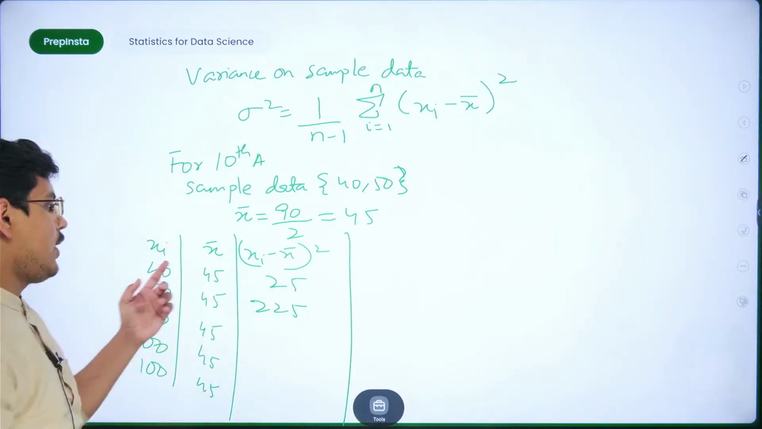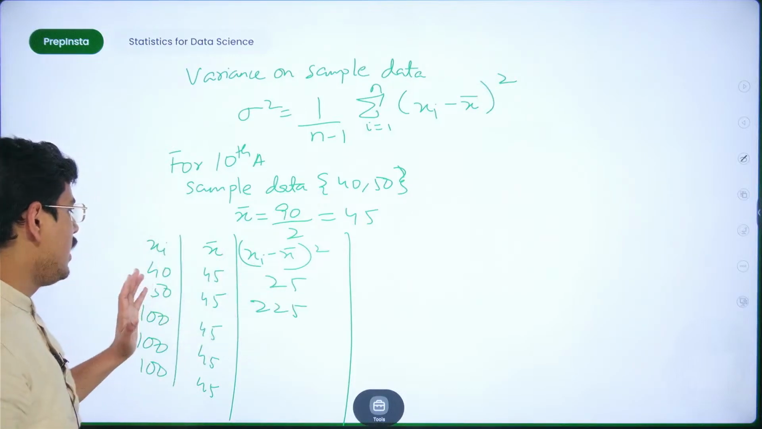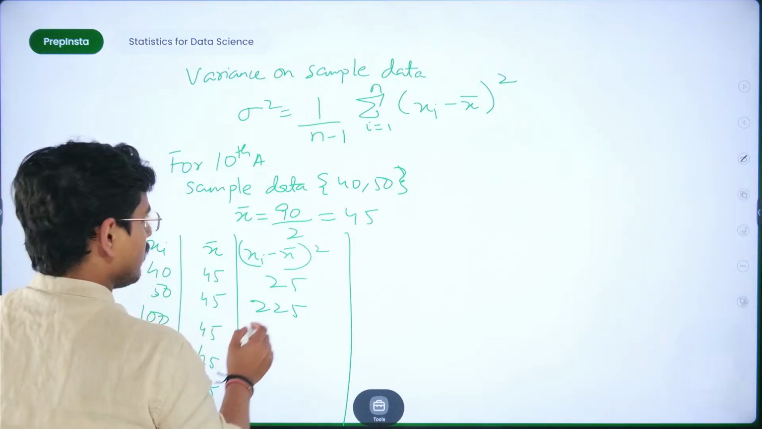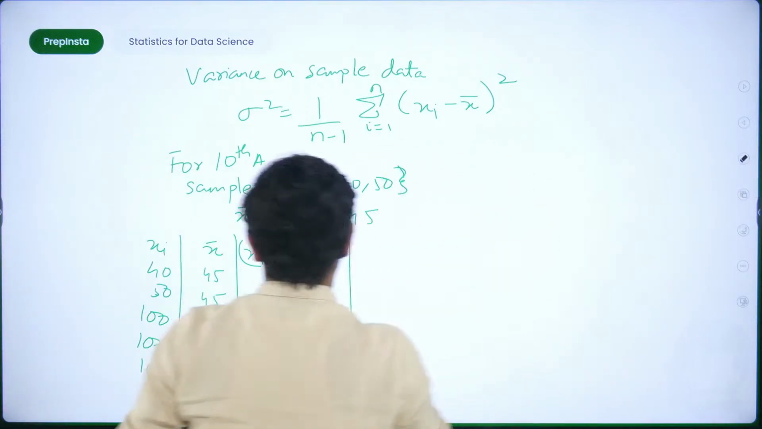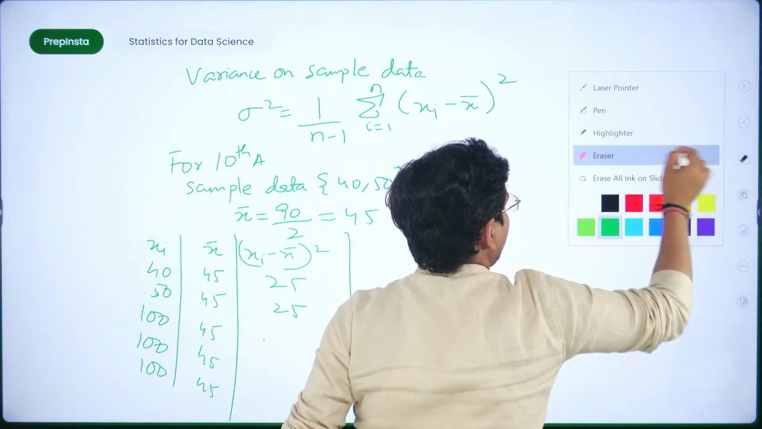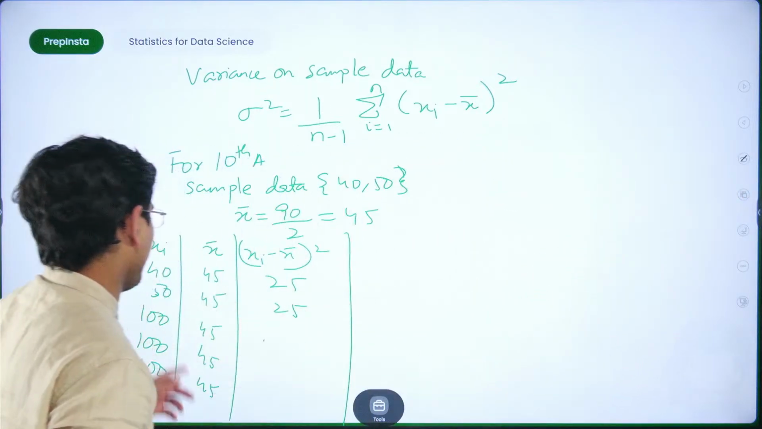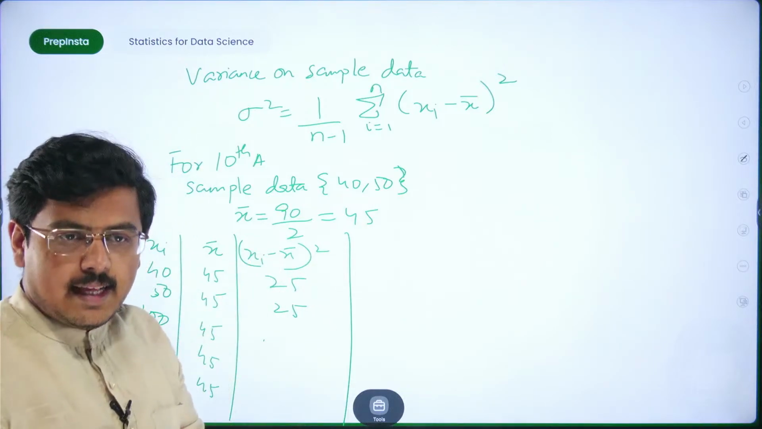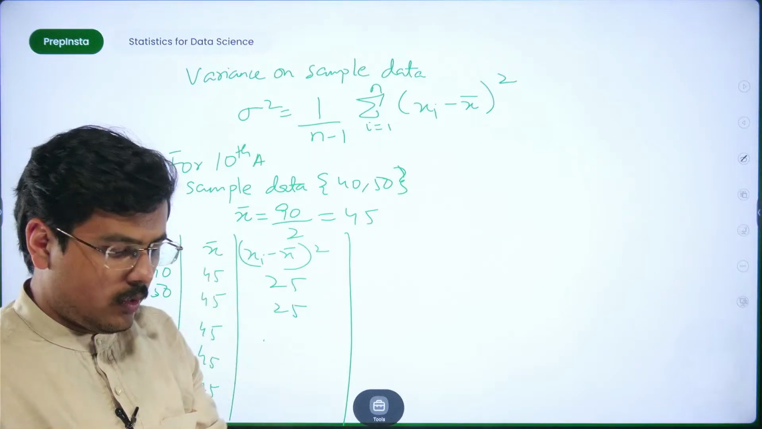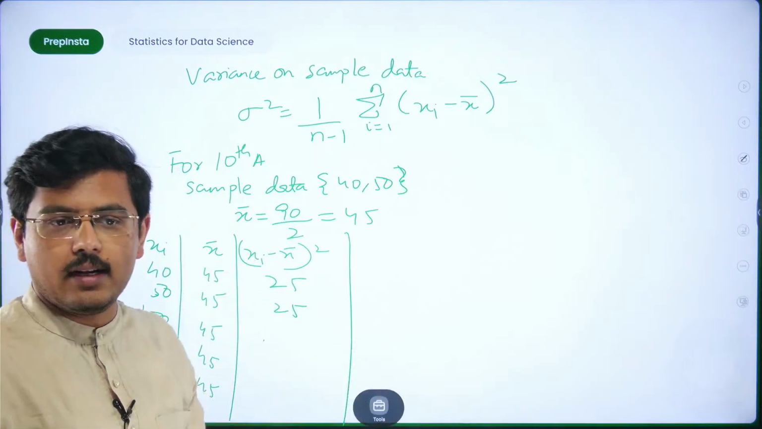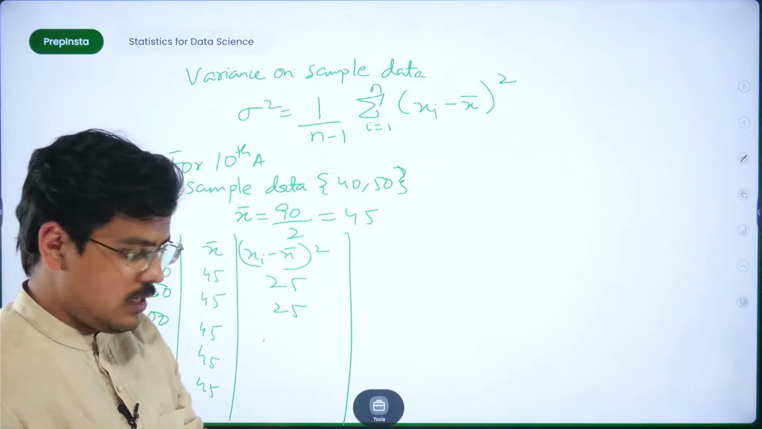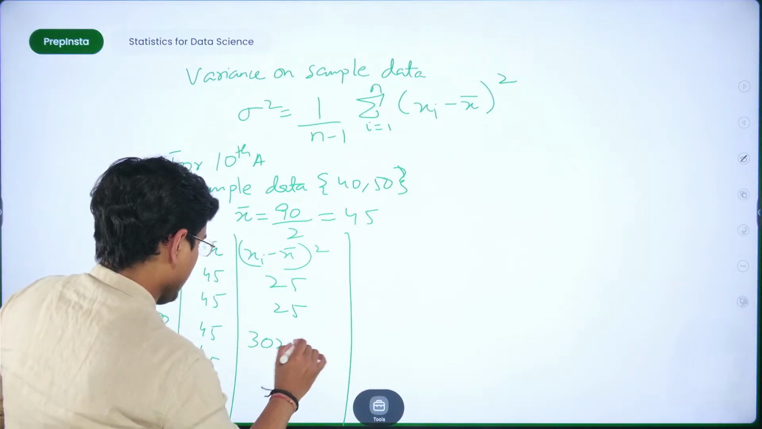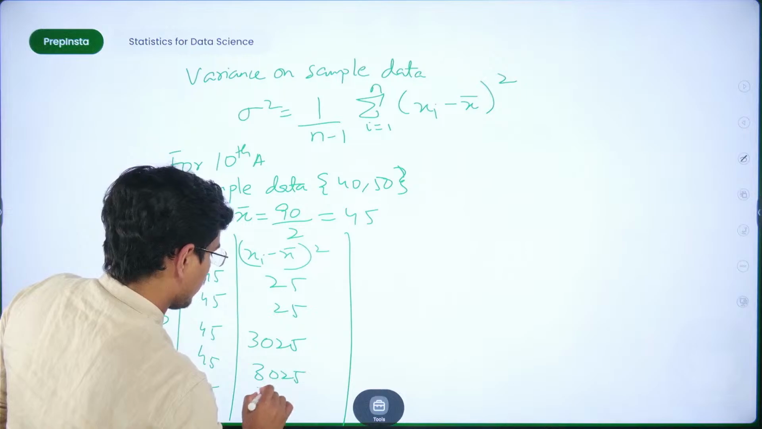Here I'll get 25. Why so? 40 minus 45 is 5, 5 squared is 25. 50 minus 45 is 5, sorry, so here again it is 25, pardon. Again 5 squared, 25. 100 minus 45 is 55. I'll take your doubt, wait for a while. Because I've started this, I cannot end this, so wait for your doubt, stay till the end. 55 into 55 is 3025. And then again this is also 3025, this is also 3025.